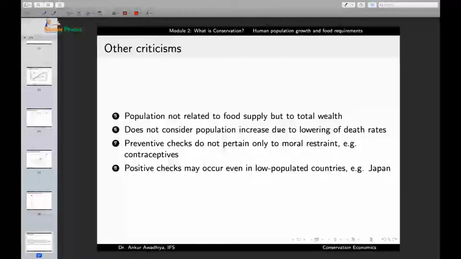Now, with increasing wealth, not because of increasing food supply, but because of increasing wealth, more and more people now have access to technologies and to better healthcare. And when a society has more access to technologies and better healthcare, the death rate starts to fall. Now, when the death rate starts to fall and the birth rate has remained constant, we have a situation where the birth rate is greater than the death rate.